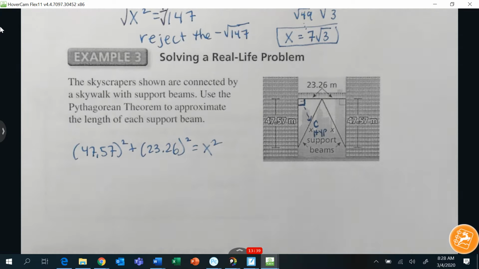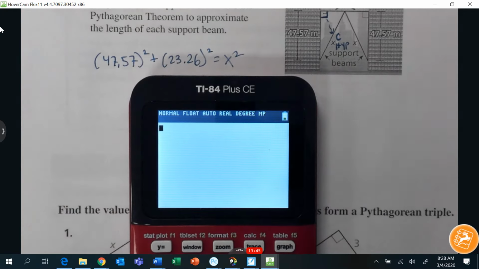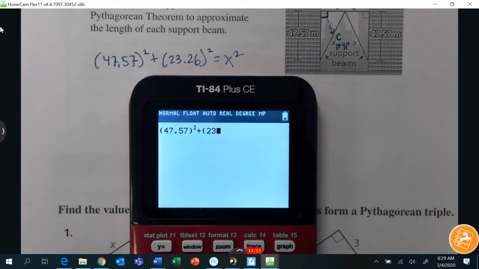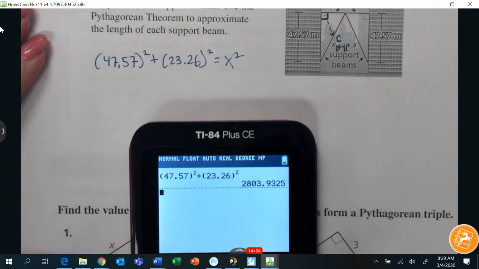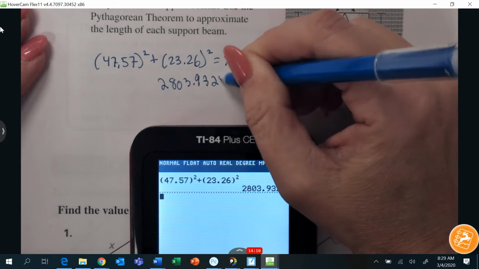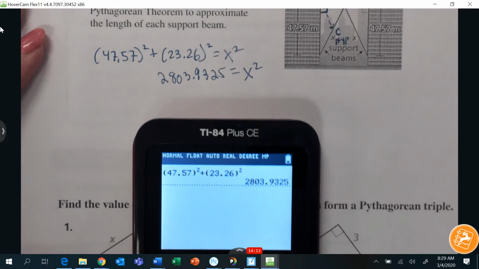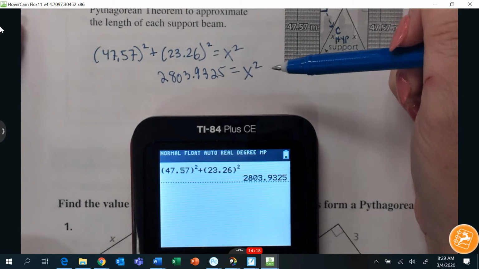Okay, again, you probably want a calculator for this. And by the way, I'm just going to do one line. I'm going to type it in like this: 47.57 squared plus 23.26 squared equals that number. 2803.9325 equals x squared. Is that my answer? This is not my answer?